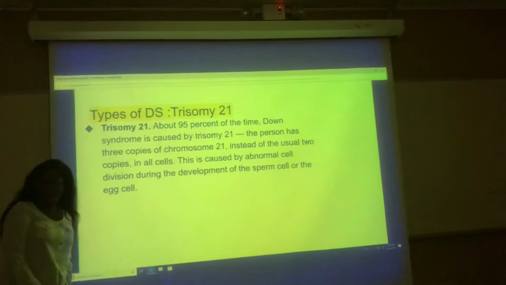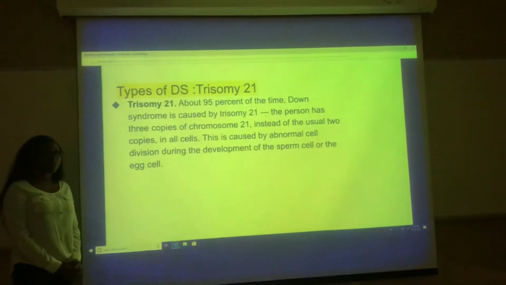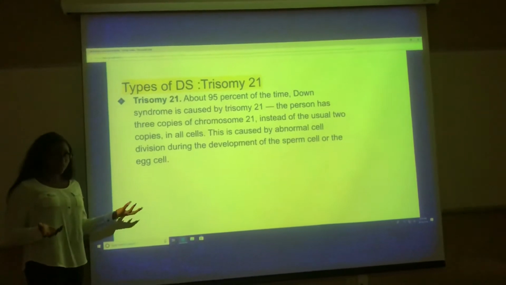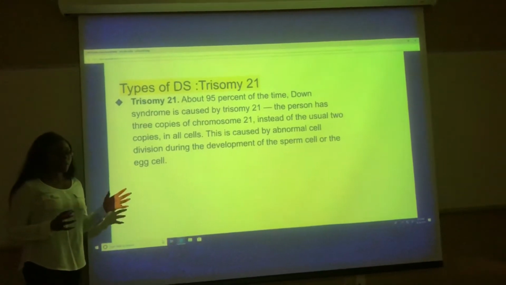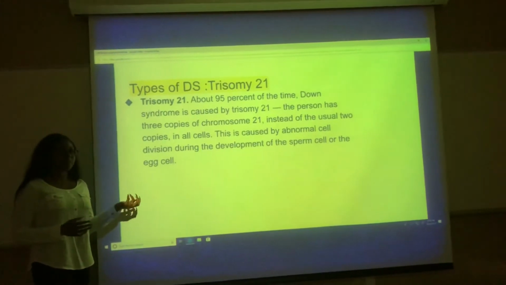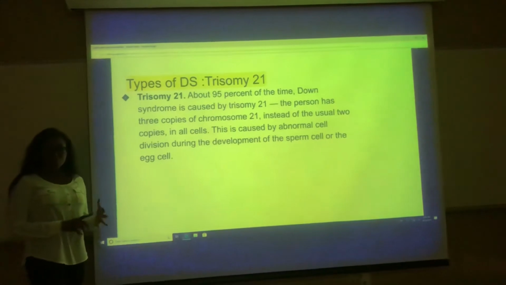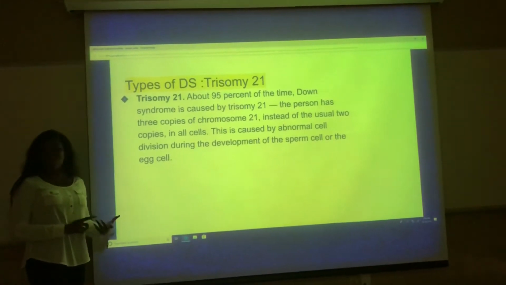Types of Down syndrome. The first one will be trisomy 21, which is pretty much the most common type of Down syndrome. It's when the 21 pair has an extra chromosome, which affects development such as squinted eyes, flat nose, protruding tongue, or difficulty speaking.